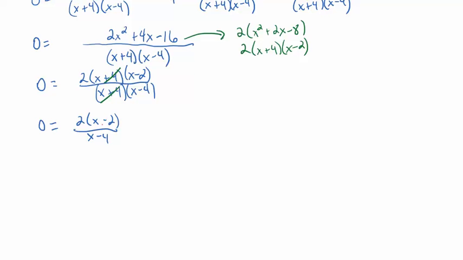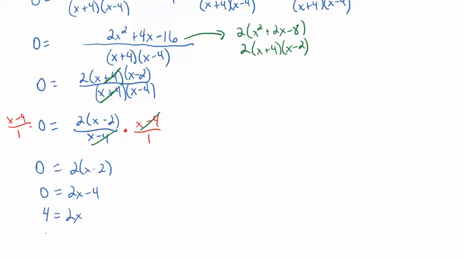And now I'm dividing by x minus 4, so I'm going to undo that by multiplying both sides by x minus 4, which is the same thing as x minus 4 over 1 if I write it as a fraction. So what happens on the right side is these cancel, and I'm left with 2 times x minus 2. And on the left side, 0 times anything is 0. So I've got 0 equals 2x minus 4. If I add 4 to both sides, I get 4 equals 2x. And if I divide by 2, I get x equals 2.